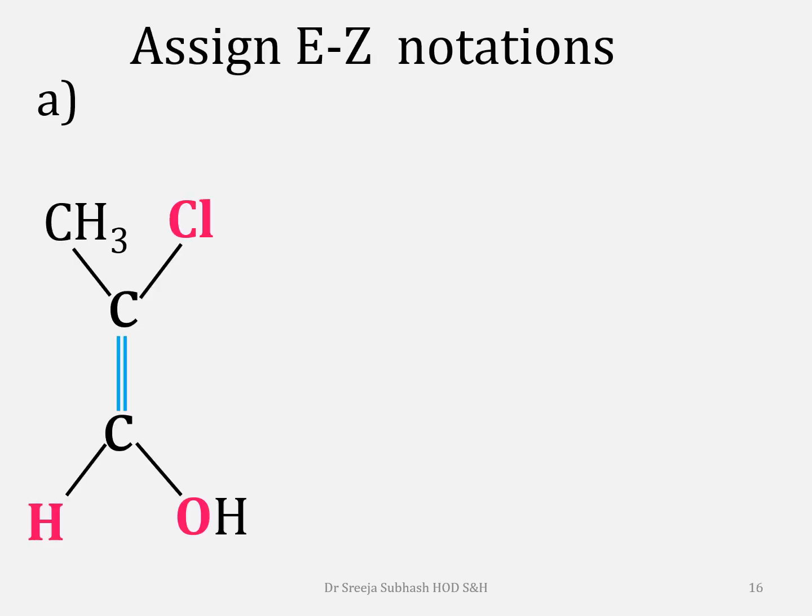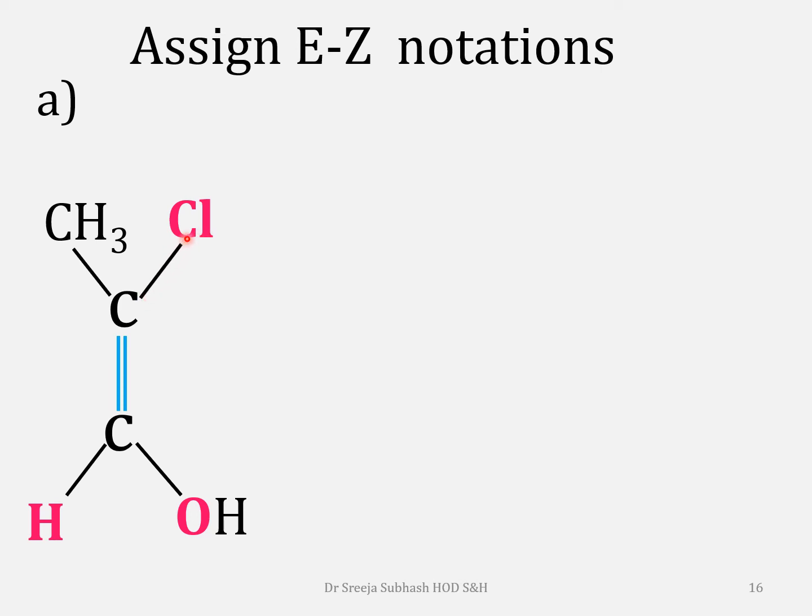Here is our first example. In order to assign EZ notations, we need to apply the rules. Rule number one, consider the carbons separately. Well, we can consider carbon 1 first. Rule number 2, assign priority to the attached groups in the order of the atomic number of what?